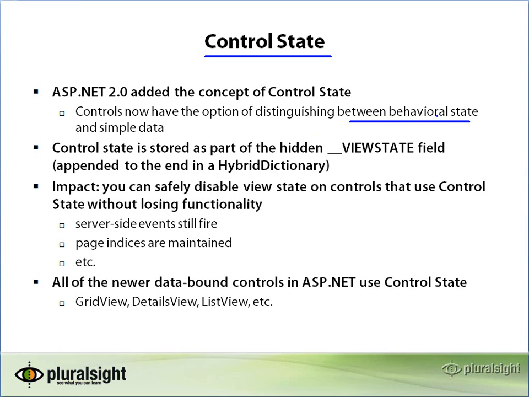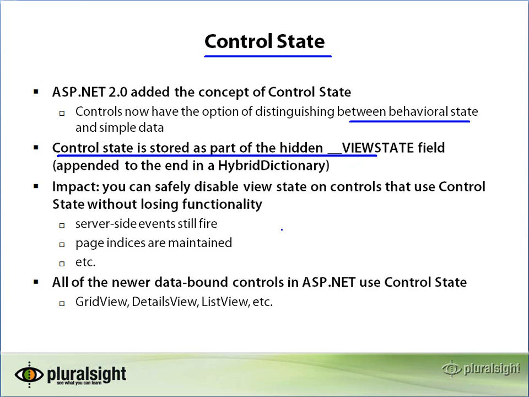So the idea is to place your behavioral state into control state and then your standard state back into the standard view state. And the user cannot turn off control state. Now let me be clear about what control state is. It's not a separate hidden field. You won't see another hidden field on your form called control state, but rather it is just an appended collection of data to the view state field, which you cannot disable.